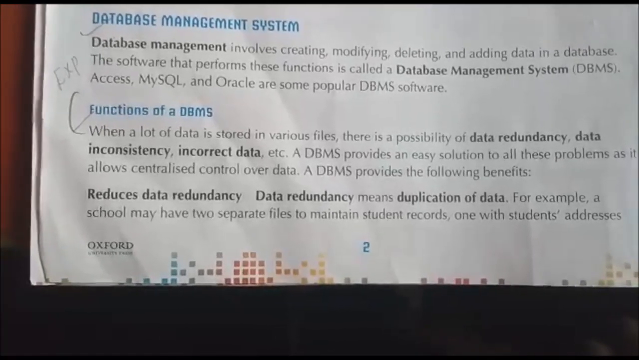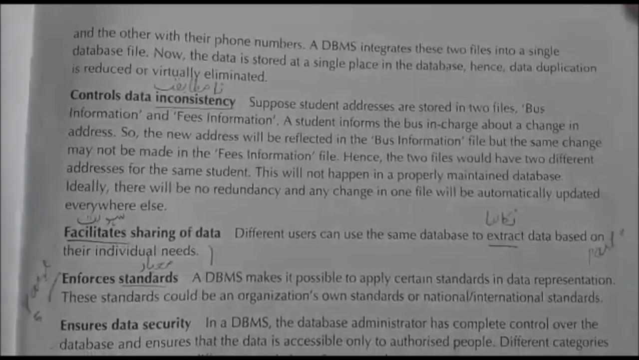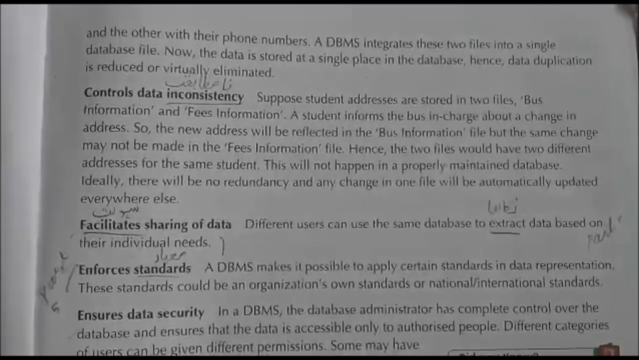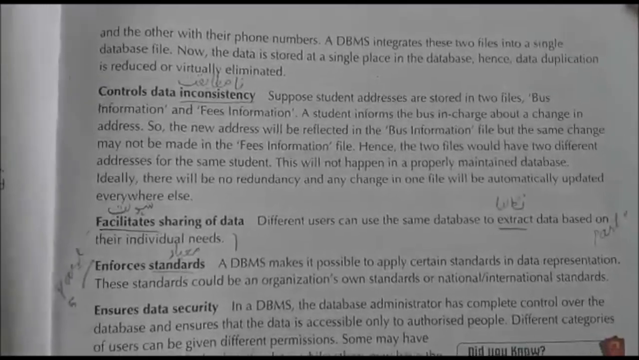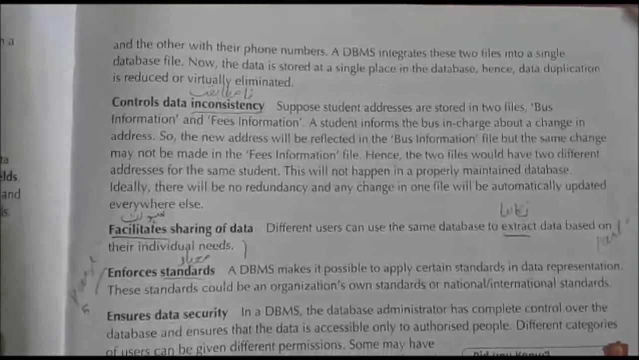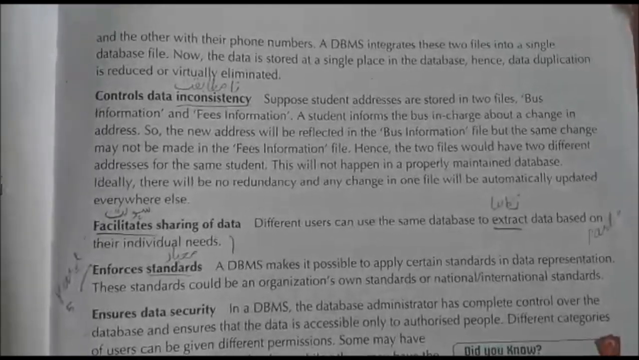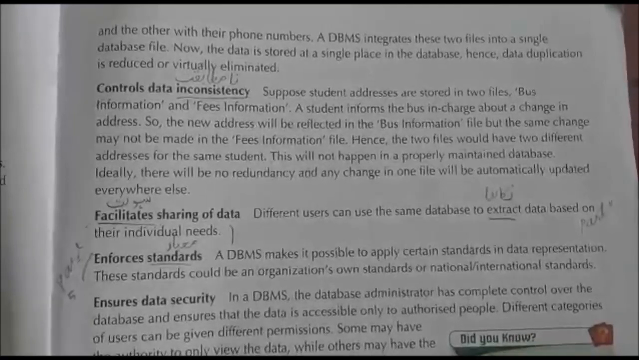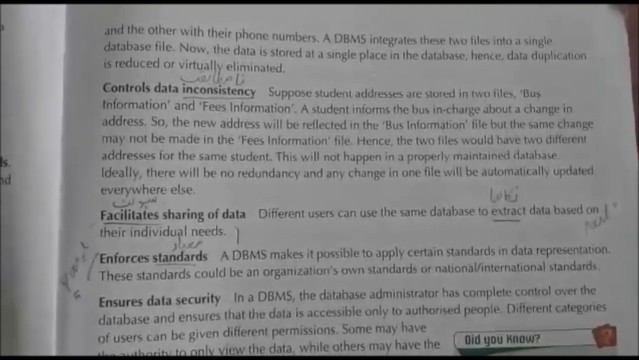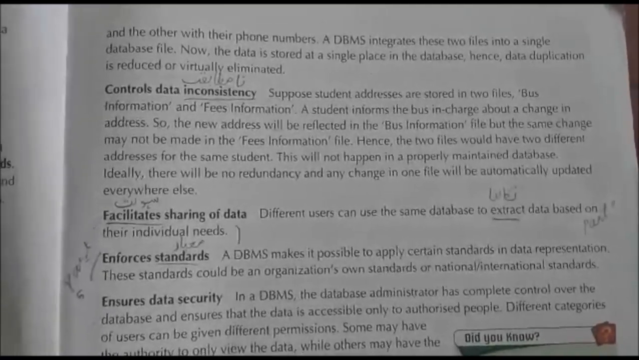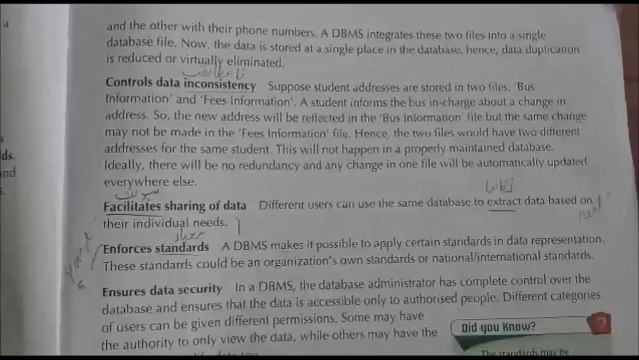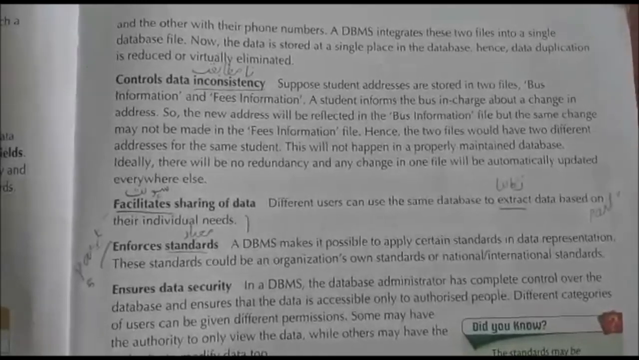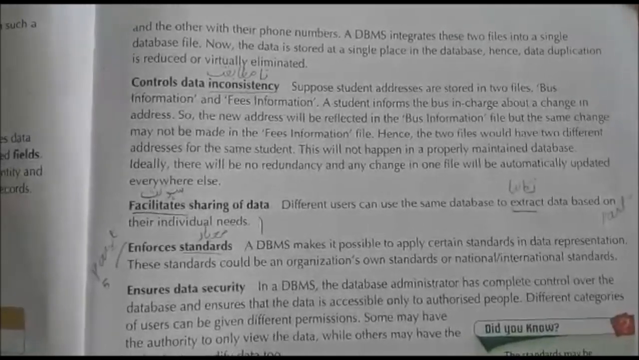The next function is controls data inconsistency. In a DBMS, there is a very less chance of inconsistency in data. It means that in an institute, the data is stored in two different files, but in a DBMS, all the information is gathered at just one place. So there is a very less chance of data inconsistency.